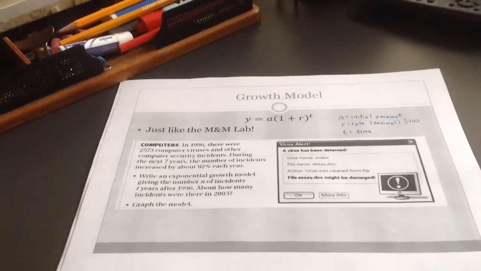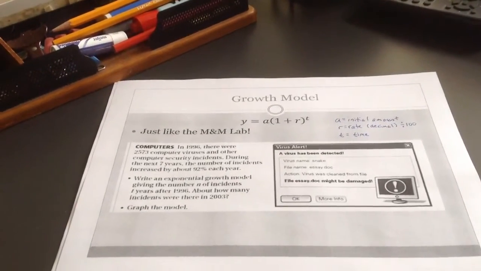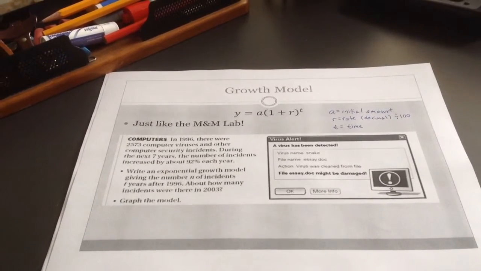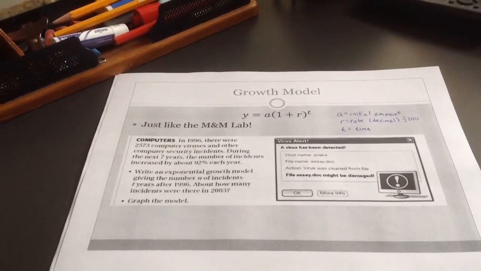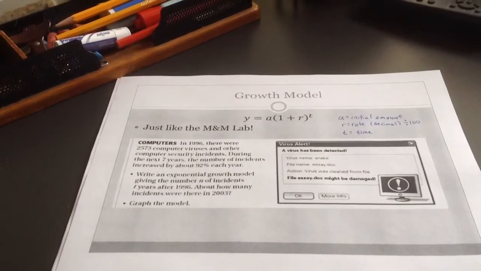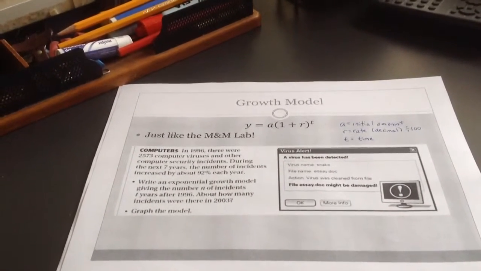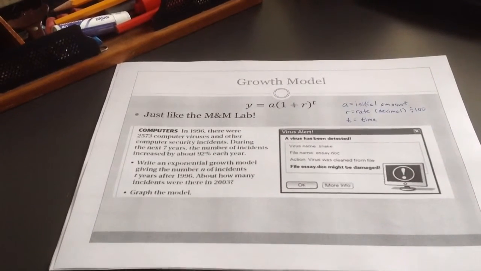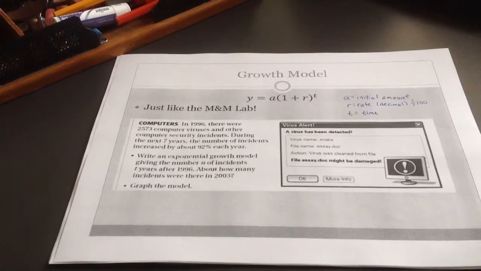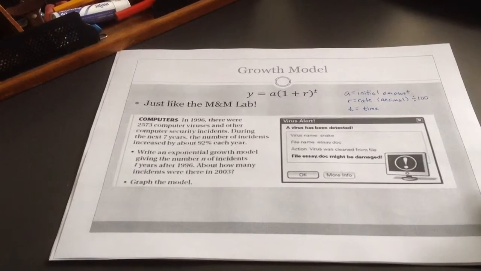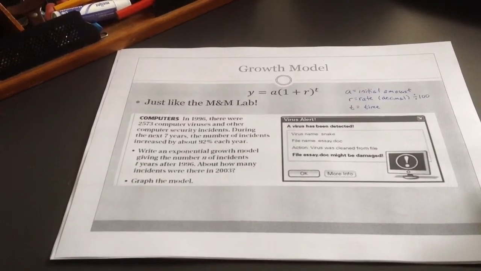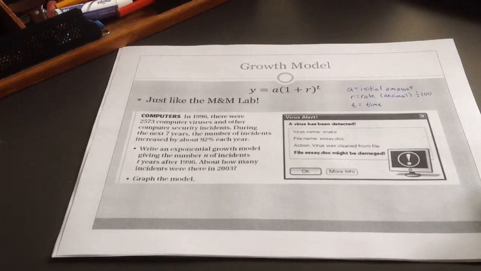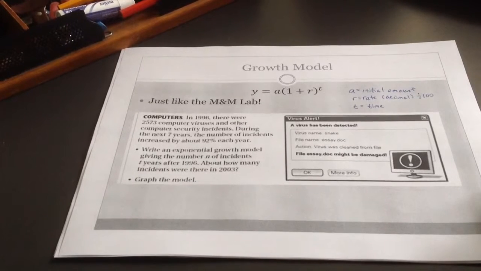Okay, so this is a problem that we have here where there are computer viruses in the year 1996. Now, way back then was when the internet was just starting to get launched, just starting to get popular, and there weren't as many different types of computer viruses. In this case, it started at 2,573. During the next 7 years, the number of incidents of viruses and other security incidents went up by 92% each year. That's a huge jump.